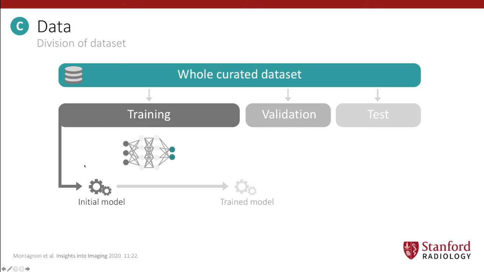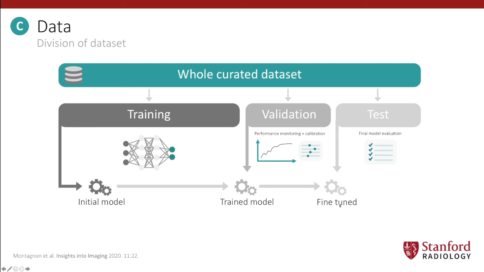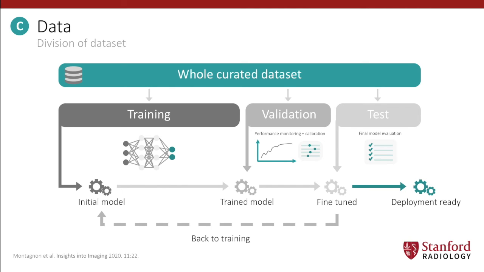Based on the training data, an initial model is trained, resulting in a trained model. The next step is to validate the model, so to monitor the performance and potentially to calibrate it so that you get a fine-tuned model. And then the last step is to see how the fine-tuned model performs in the test data set, so you can evaluate the final model. Then if you see that it's still not performing well, you can go back to the training and optimize the model. And this can iterate multiple times until you finally have your deployment ready model.